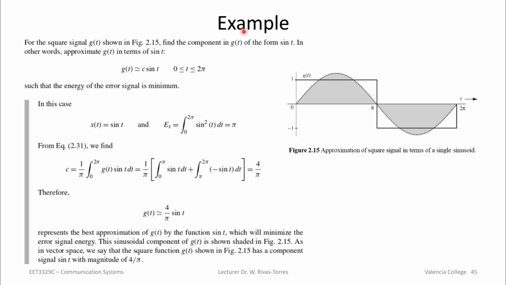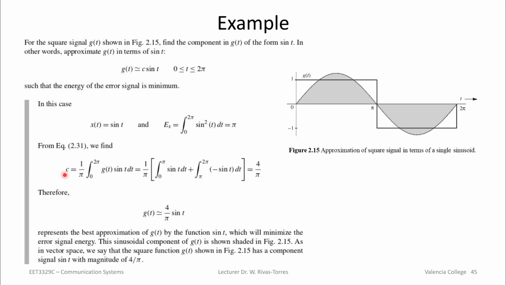So here's the example. What we want to do is take a g of t and approximate it by c times sine t. Now our g of t is the square wave here in this picture. So it's 1 between 0 and pi and minus 1 between pi and 2 pi, okay? So t1 is 0 and t2 is 2 pi. So we want to figure out, in this case, the energy of x of t, which is sine t, is nothing but the integral of sine squared. And if you do that integral, you come up with a value of pi.